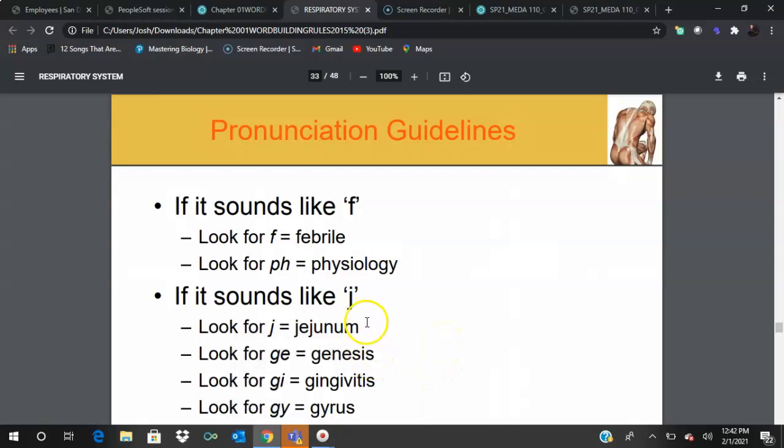Okay, so here we have jejunum. When we have GE, that word would be genesis, not guenesis. GI is gingivitis, not gingivitis with a hard G. And then GY is gyrus, not gyrus with a hard G. Okay, so these three letters right behind the G give it that soft J sound.